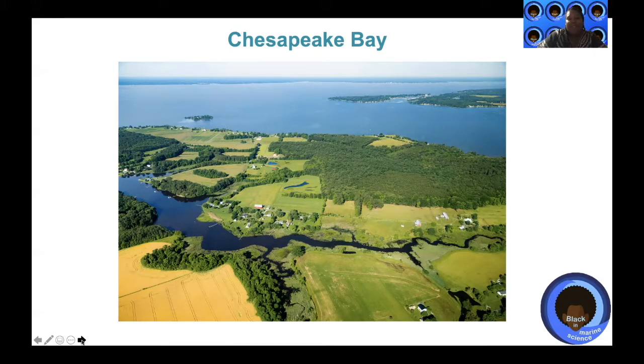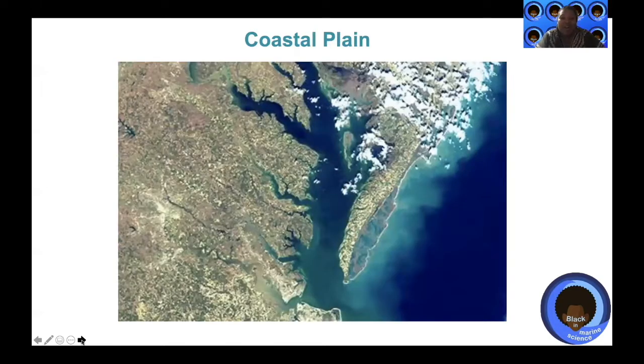This type of estuary is known, as you saw on the diagram before, as a river delta or a coastal plain. Coastal plain estuaries are also known as a drowned river delta. So you can see there were rivers, and due to flooding, they were drowned.